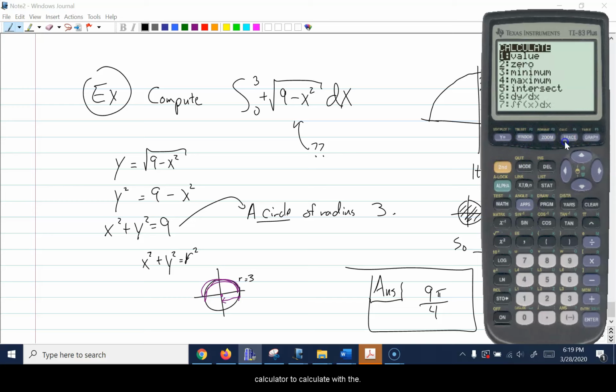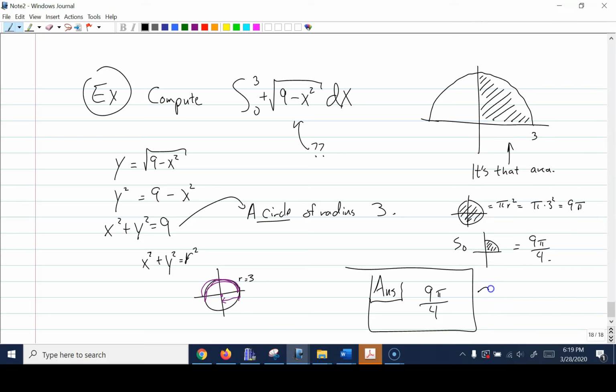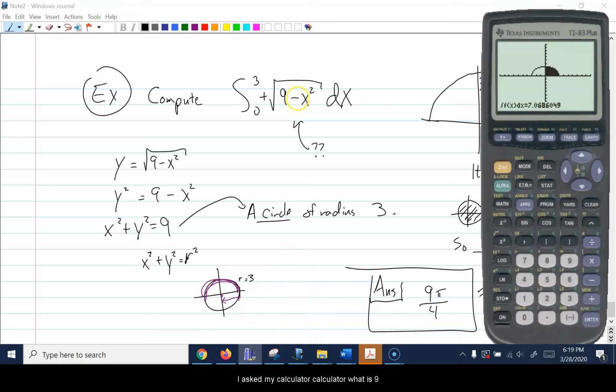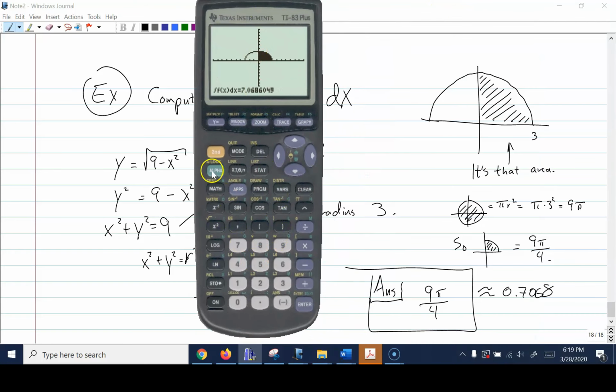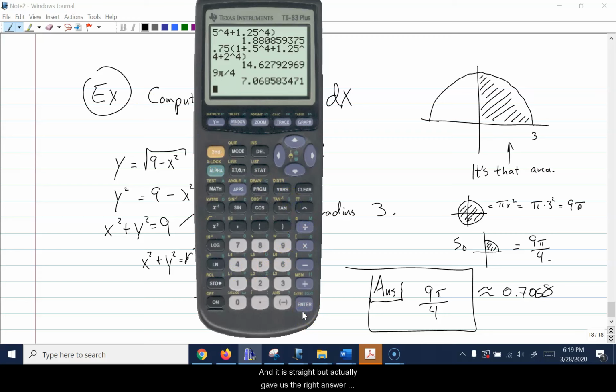I can ask my calculator, hey, calculate the integral from 0 to 3. It's going to shade in that half circle. We get 0.7068. And if I ask my calculator, what is 9 times pi divided by 4? It should be the same thing. And it is. Hooray. It actually gave us the right answer.